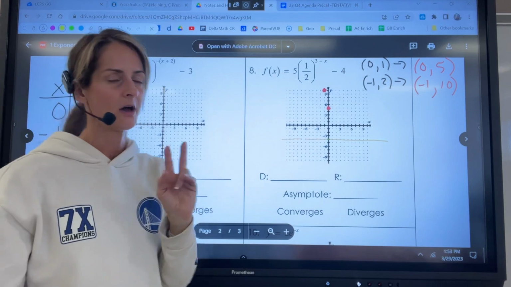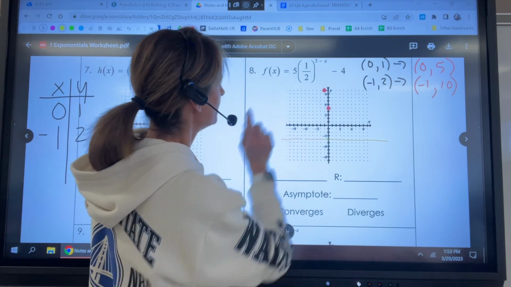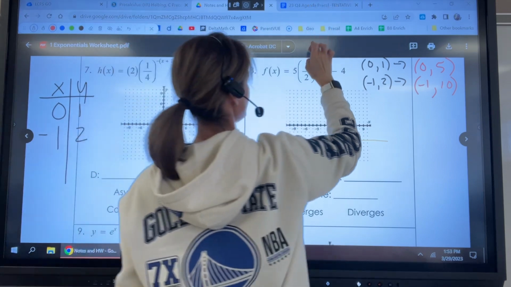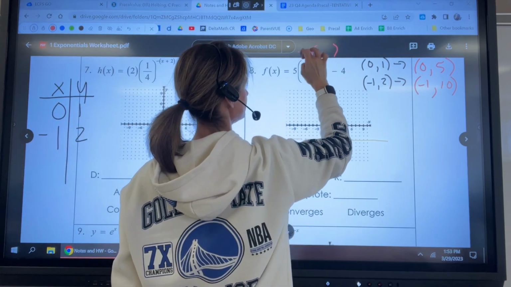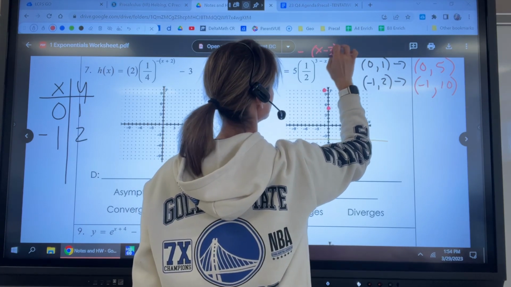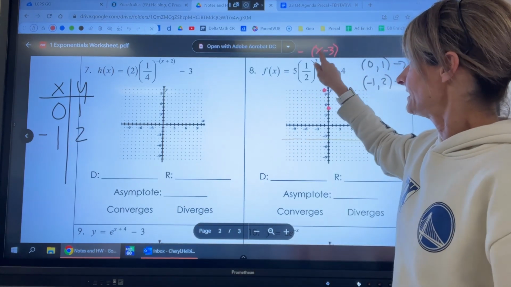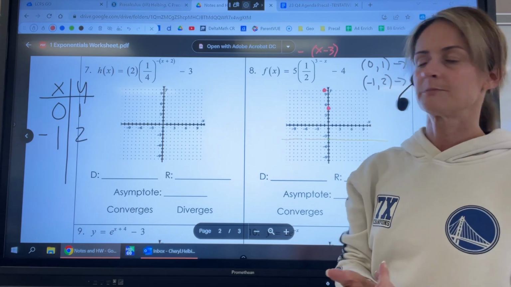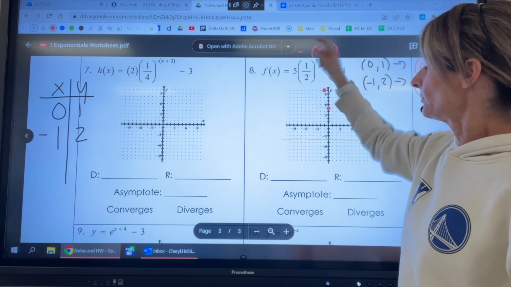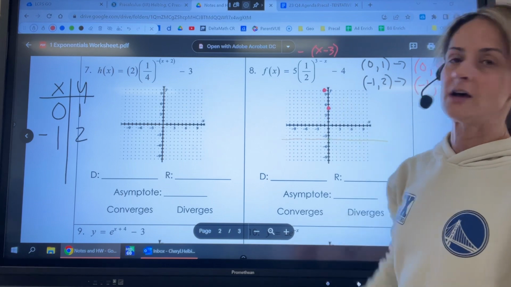Okay, but we have something else going on in this problem. I'm going to rewrite this exponent as -x minus 3, because if I distribute that negative, it's a -x, and then a -3 makes it +3. What this says is we have a negative in our exponent, which is going to be a reflection over the y-axis, and we have a horizontal shift of 3 to the right.